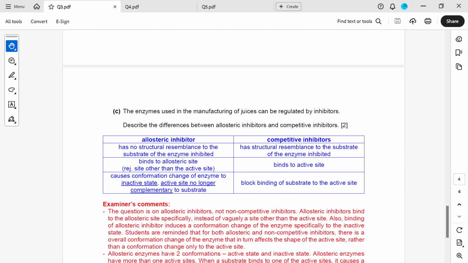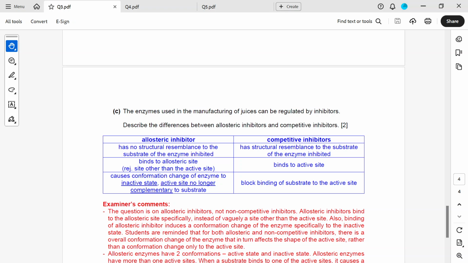And lastly, for part C, the differences between allosteric inhibitors and competitive inhibitors. The question is specifically on allosteric inhibitor, right? So allosteric inhibitor binds specifically to the allosteric site, not simply a site other than the active site. That is the term you use for non-competitive inhibitor, right? But specifically allosteric inhibitor, it binds specifically to the allosteric site. So that's what I will be looking for.